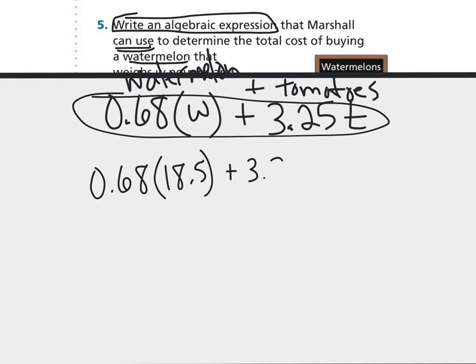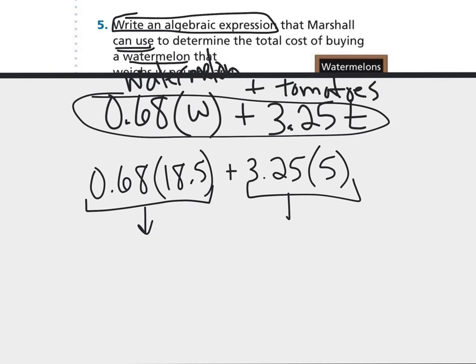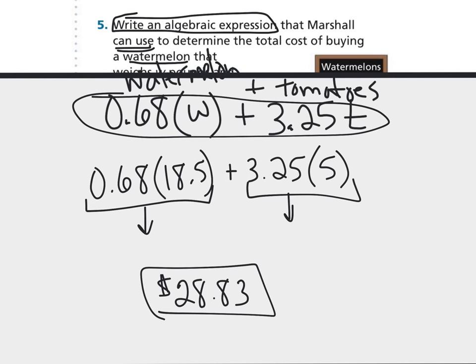And tomatoes would be 5 pounds. On this problem, we would need to do both of the multiplication parts first and get those answers and then add those together. Anyway, cutting to the chase here, when you work that out and add those together, you would get $28.83 as our total.